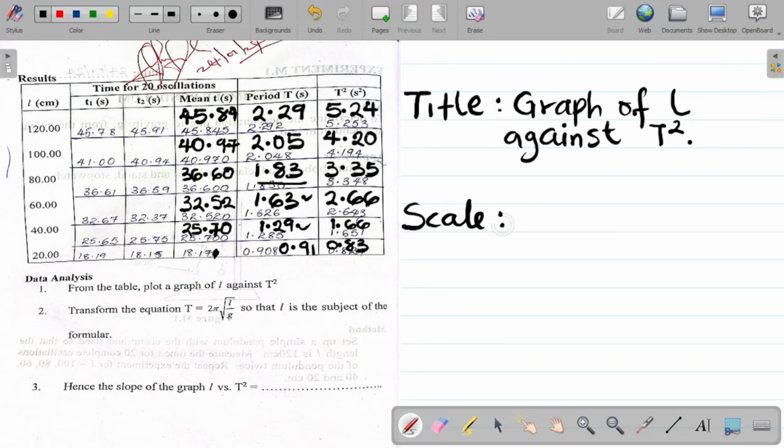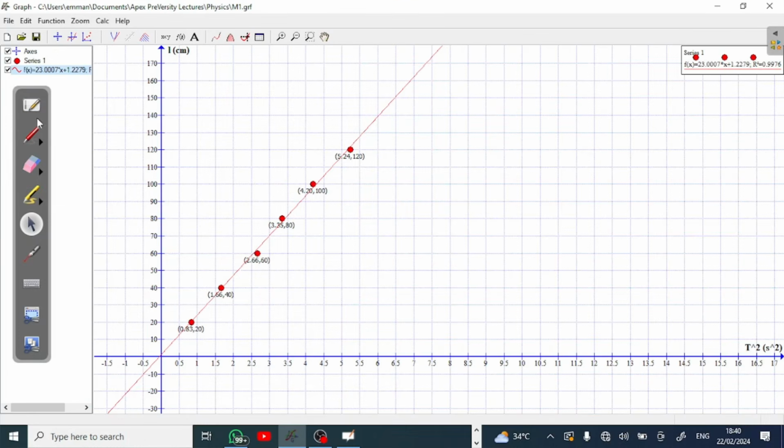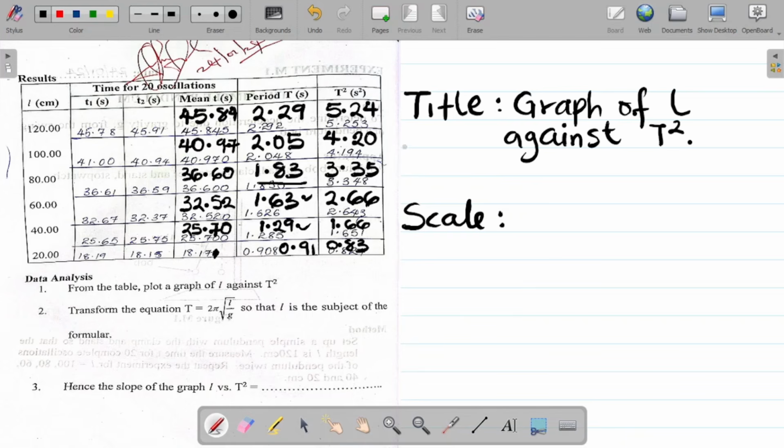Apart from the title, every graph must also have what's called a scale. So we'll plot this graph and then see what our scale is. When I plot my graph, I have this. So this is the graph of my work. So go back to the work here. You're asked to plot a graph of L against T squared.